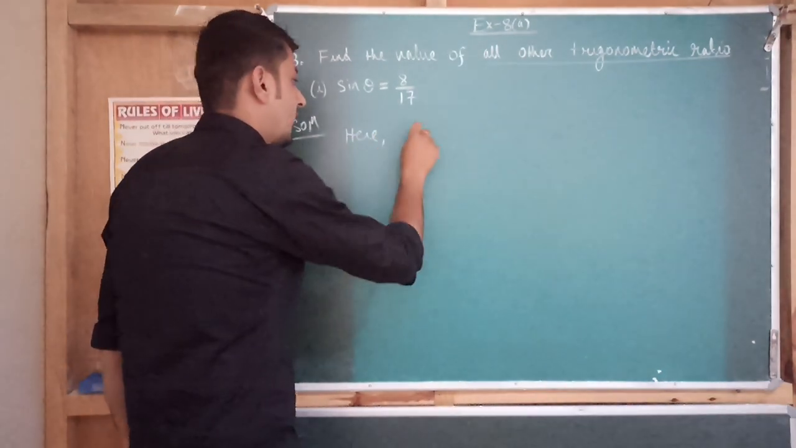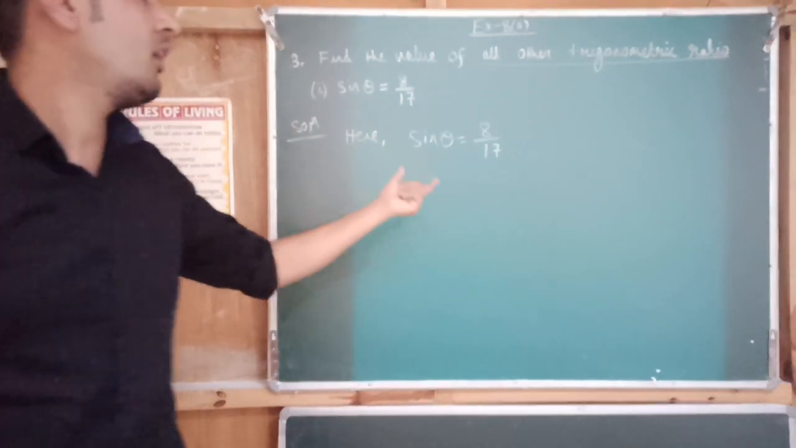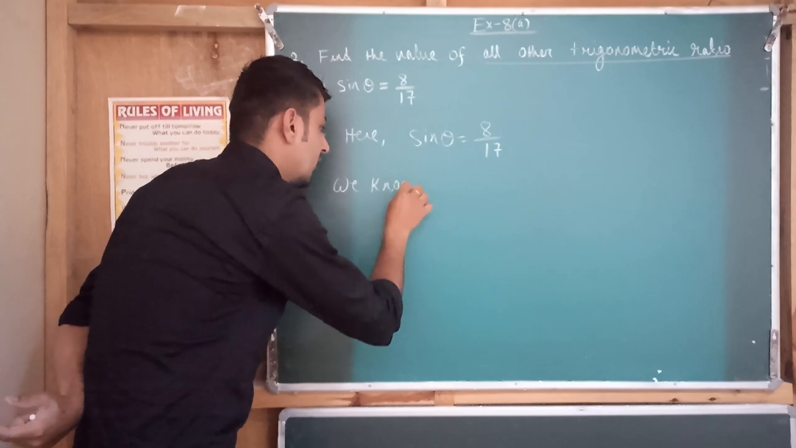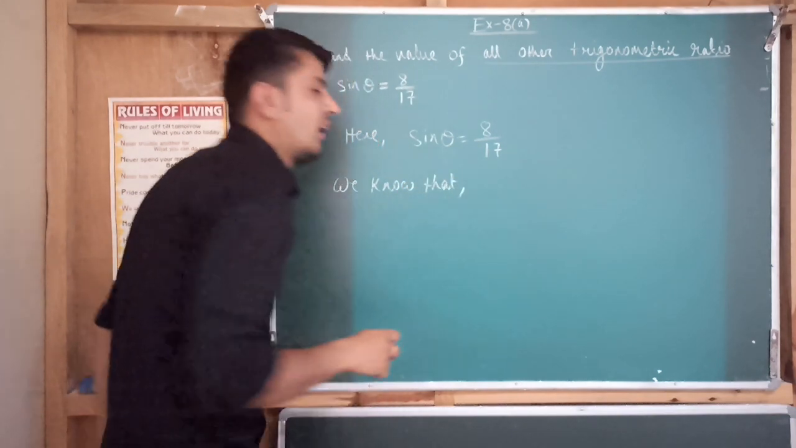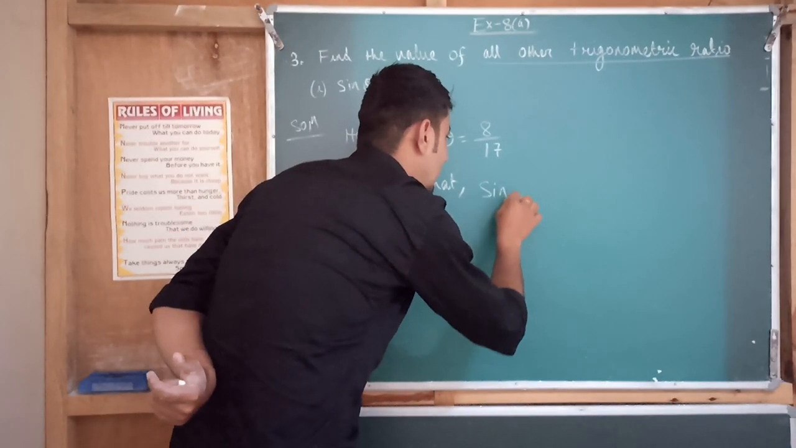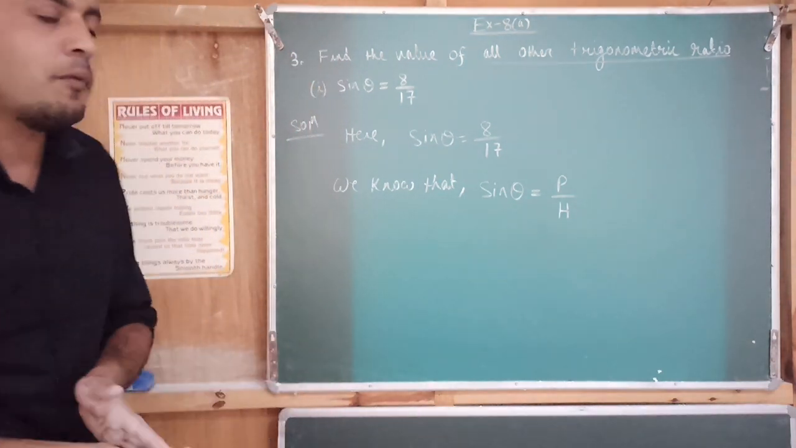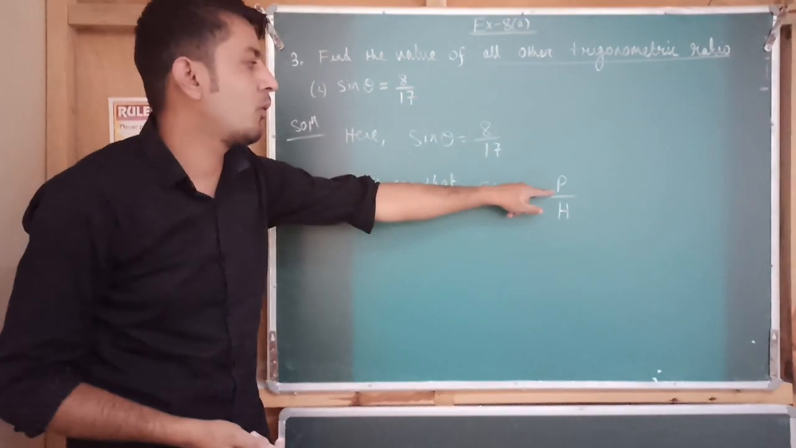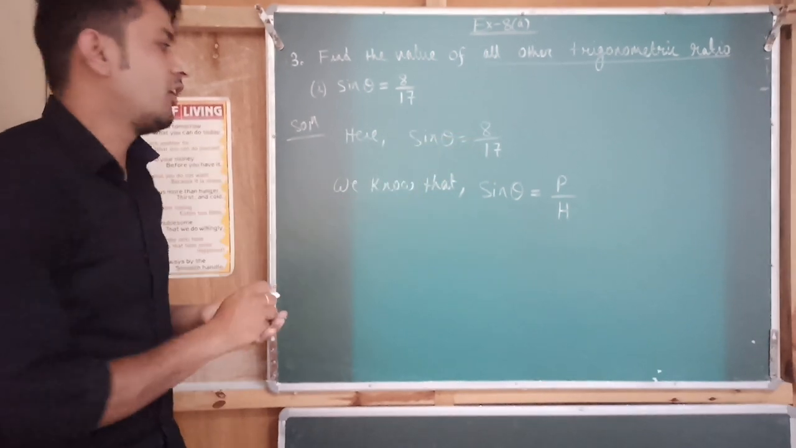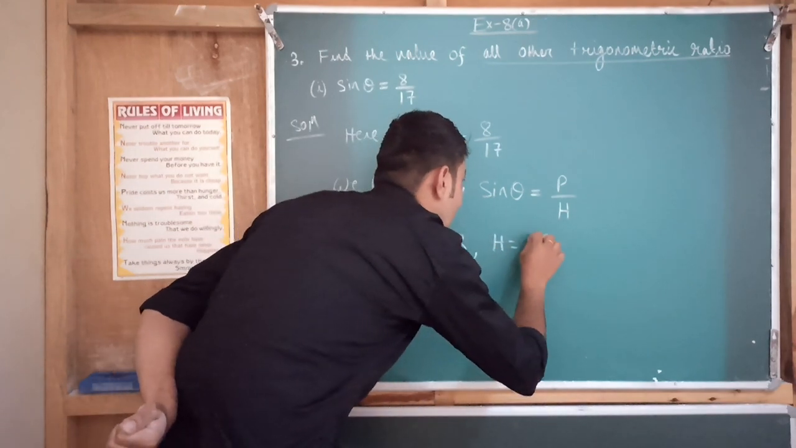Solution. Here your sin theta is given to be 8 by 17. Now you already know that sin theta is p by h. We have already discussed this in the last video. So when you compare this and this, your perpendicular is 8 and your hypotenuse is 17.